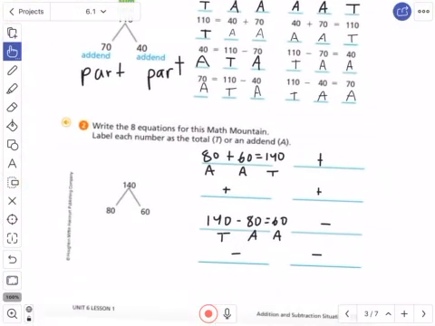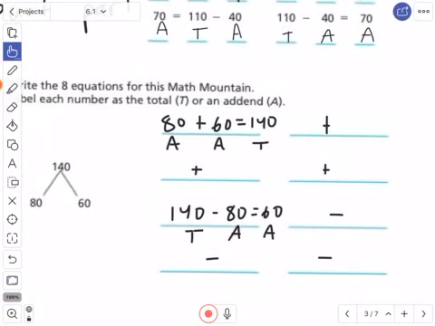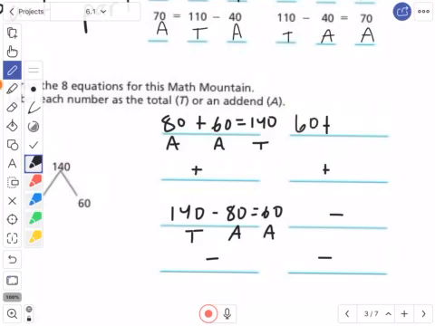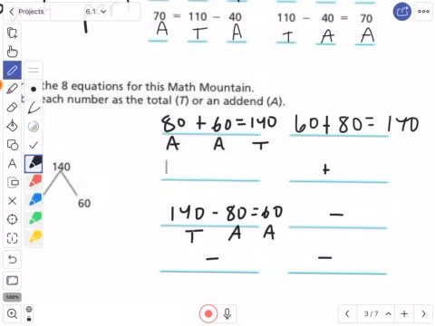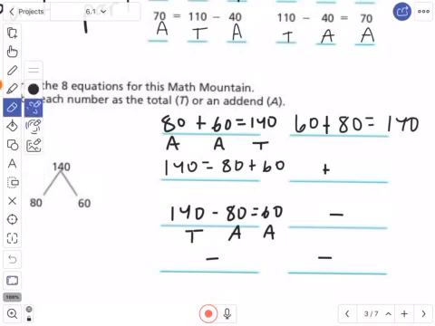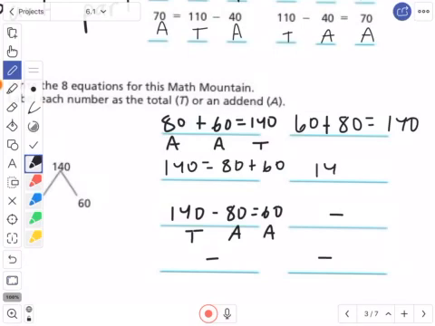Okay, and then down below, now I'm going to make my different equations for this. Well, in this one I did 80 plus 60. Well, I can just switch. 60 plus 80 equals 140. Okay. For this one, I can start by writing 140 equals 80 plus 60. And the same thing for this one right here too. I can start by writing 140 equals, this time though, 60 plus 80.